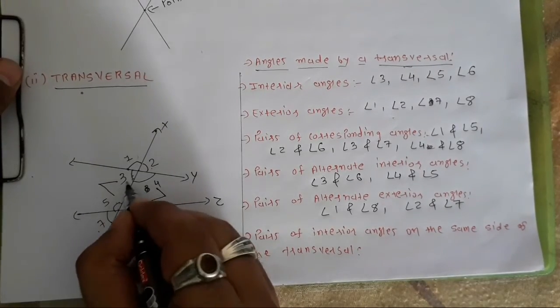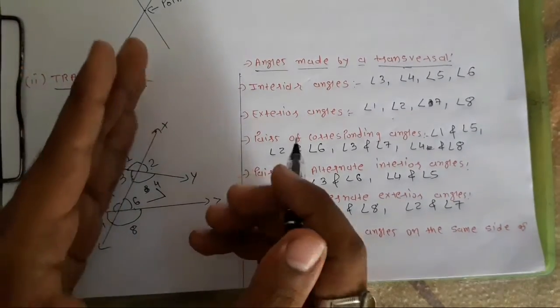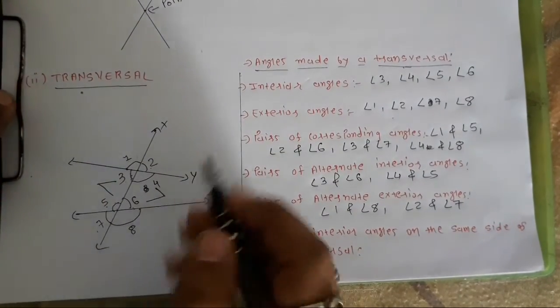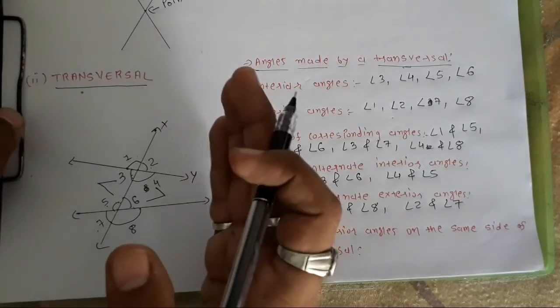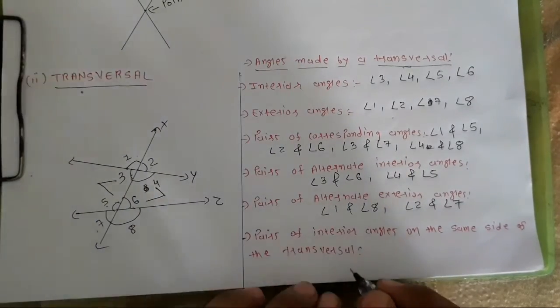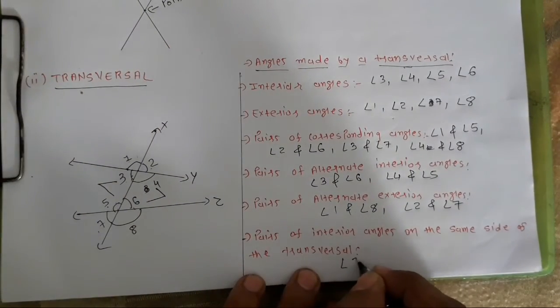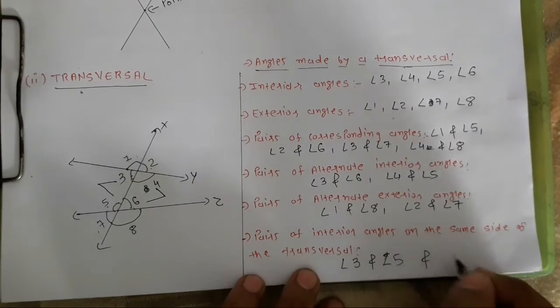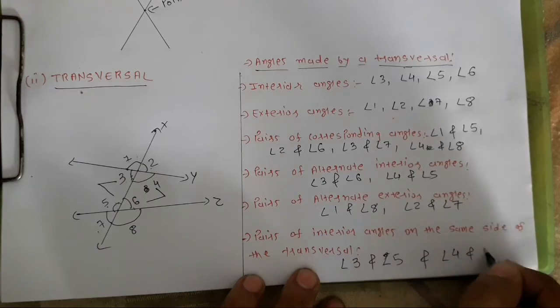Here you may see the pair of angle 3 and angle 5, both are on the same side and both are interior angles, and here you may see angle 6 and angle 4, both are on the same side and both are interior angles. So here we may write the pair of angle 3 and angle 5 and the pair of angle 4 and angle 6.